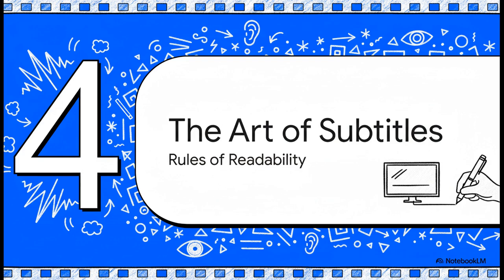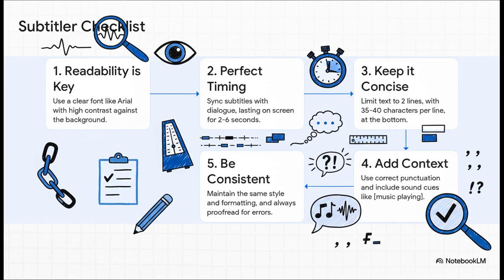But here's the thing. Making good subtitles? That's not easy. It's a real art form, a craft that follows a very specific set of rules. It's all about making sure you can read them easily without ever getting distracted from the action on screen. So let's peek behind the curtain at the subtitler's checklist. Number 1, readability is king. That means a clean font and high contrast so your eyes don't have to work hard. 2, timing is absolutely critical. The subtitle has to show up and vanish right when the character speaks, usually staying on screen for just 2 to 6 seconds. 3, keep it concise.